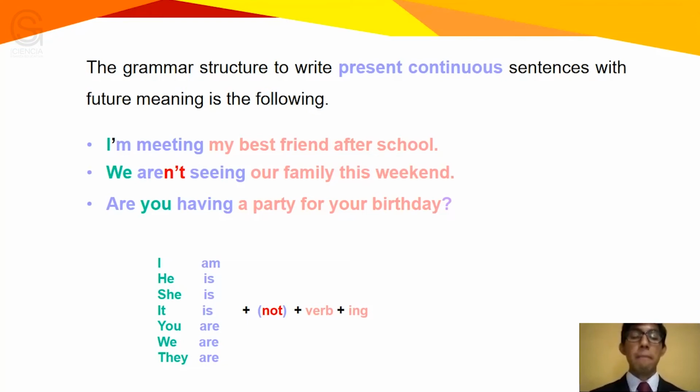Now, for the interrogative sentence or the question form, we have to invert the subject with the auxiliary. So in this case will be, are you having a party for your birthday? We have the auxiliary be plus the subject plus the verb in the ing form and the rest of the sentence. Don't forget the question mark or it won't be a question.